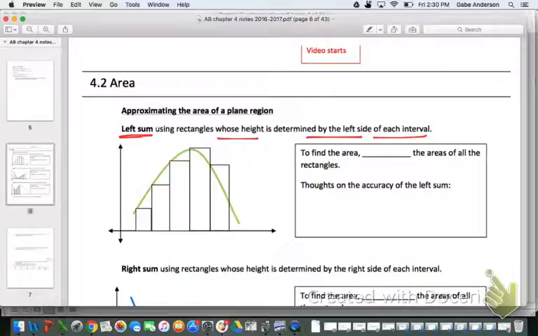So to approximate the area, what would we do with all of those rectangles? Of course, we would add them up. So that's what goes in the blank right there.